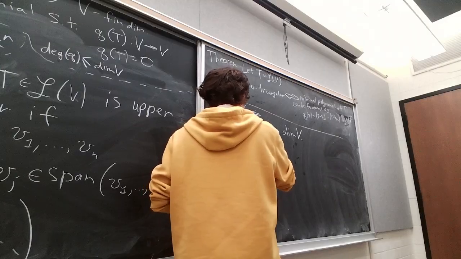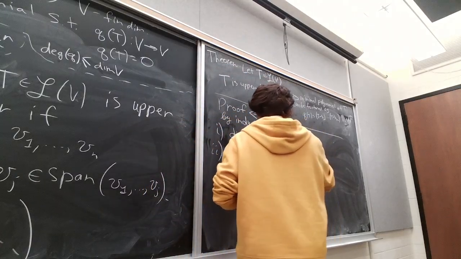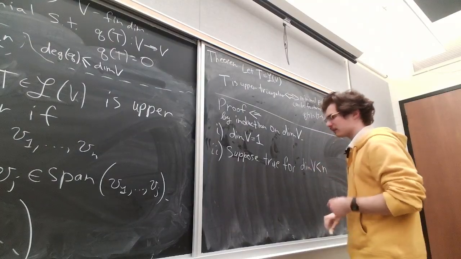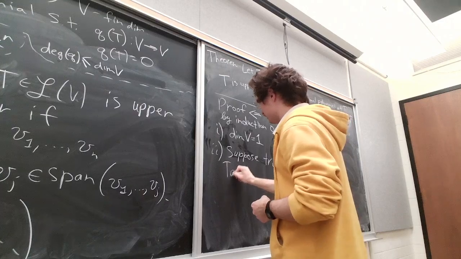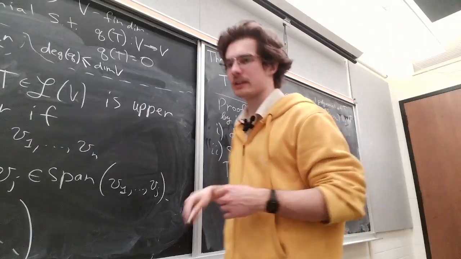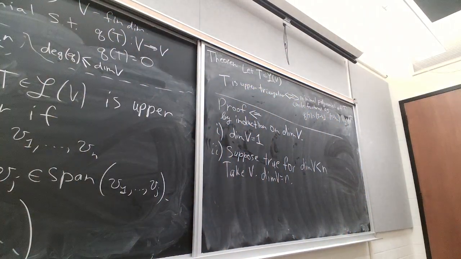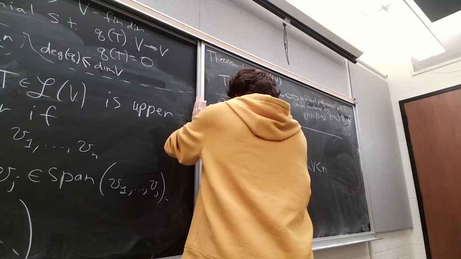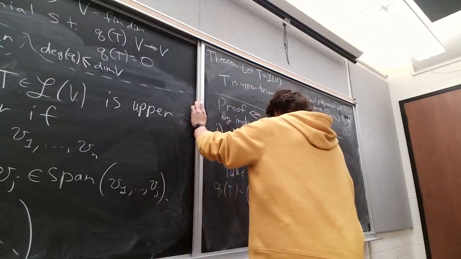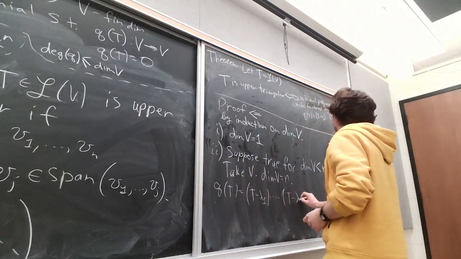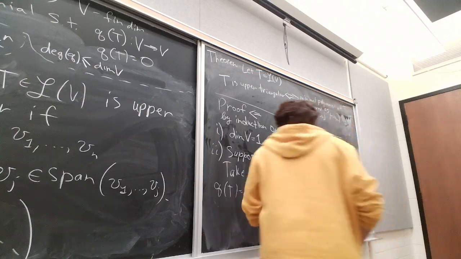Suppose it's true for dimension of V less than n. Take V such that the dimension of V is equal to n, and let's work with this. What do we know? We know that q of T, which is T minus lambda_1 dot dot dot T minus lambda_m, applied to v is 0 for any vector v. Do you agree?